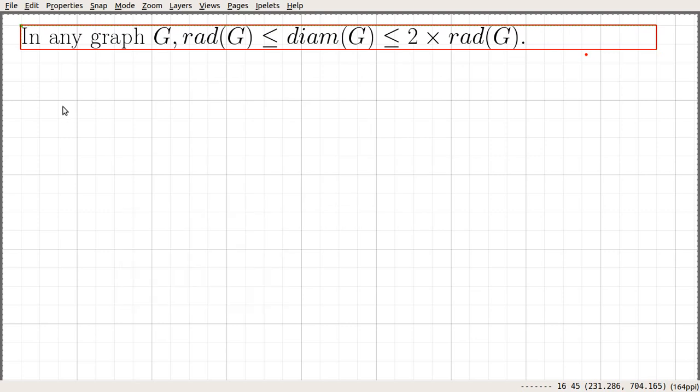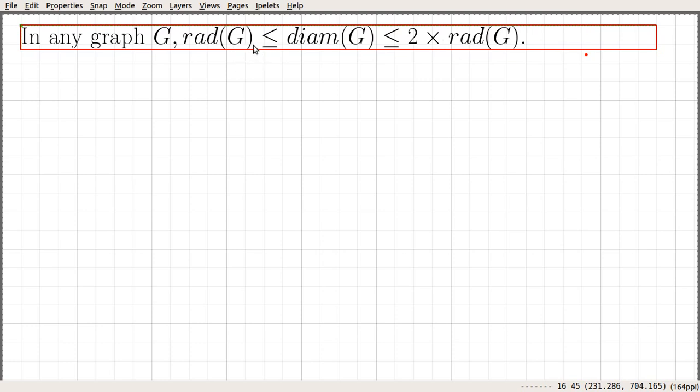So in this video we prove a fact relating the radius and diameter of a graph. So the statement is as follows: in any graph G, the radius of the graph is less than or equal to diameter, which is less than or equal to 2 times the radius of the graph. Okay, so you can see that it is quite intuitive.